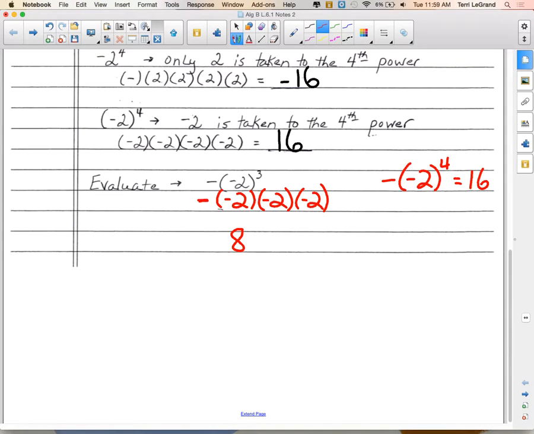But then there's that negative out front that's also a factor. So this is a negative. And what does this become? Negative 2 times negative 2 times negative 2. That's negative 8. So this is really asking us what's the opposite of negative 8.